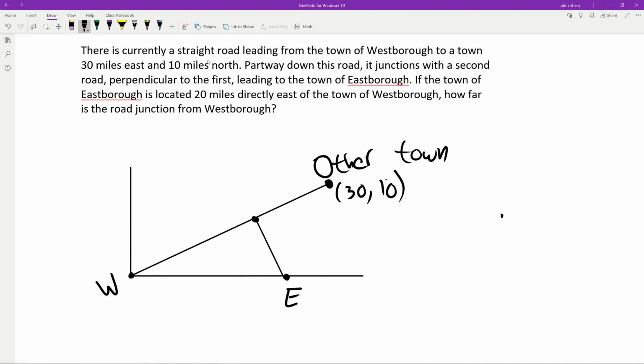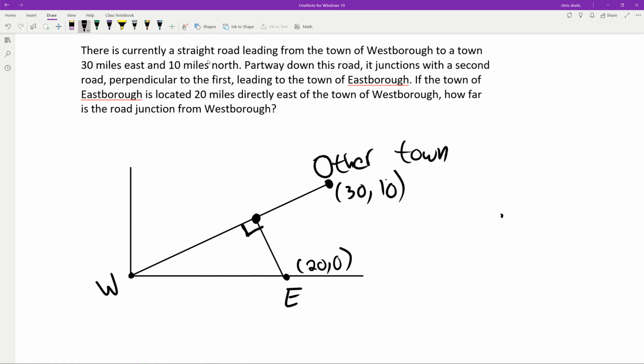And because this road is perpendicular to the first road, that means that there's a 90-degree angle here. And we said that Eastboro is located 20 miles directly east of the town of Westboro. So Eastboro is at the point (20, 0). So I want to find the distance that this junction is from W.